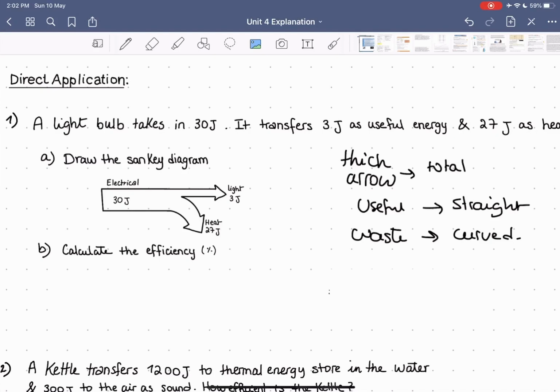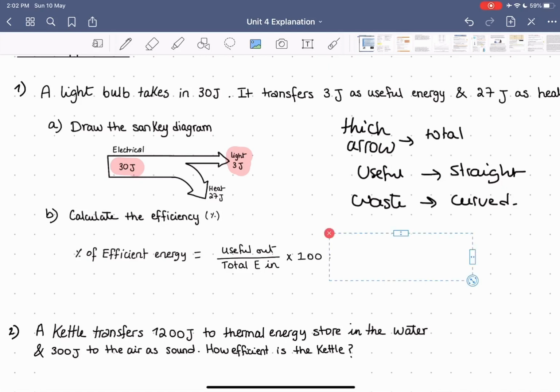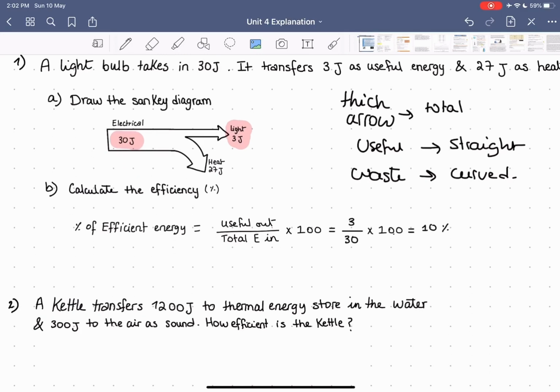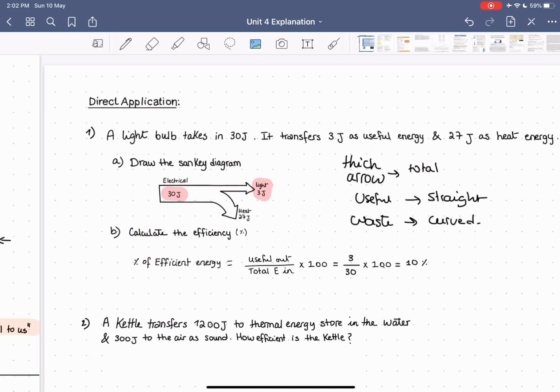Calculate the efficiency. Applying the rule, we will have useful over total times 100, and so the answer is 3 over 30 times 100. It's 10%. So this is a very inefficient light bulb, like it's not very efficient.